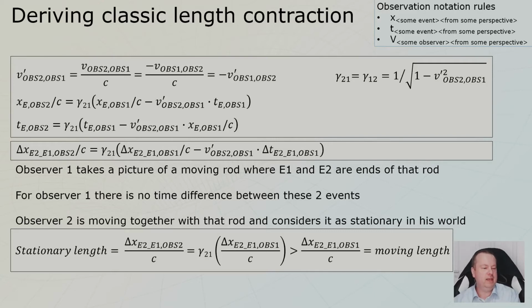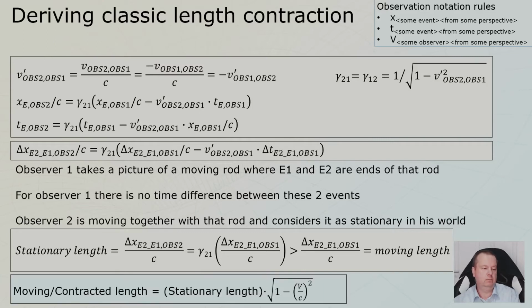But from the perspective of observer 1, the rod is moving. From the perspective of observer 2, the rod is stationary. But the thing is that the length witnessed by observer 1 will be shorter than the length of the rod witnessed by observer 2. In other words, in plain English, moving stuff shrinks. And that's it. That's classic length contraction. Oh, here it is again.